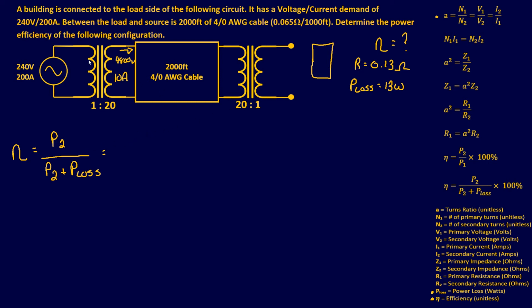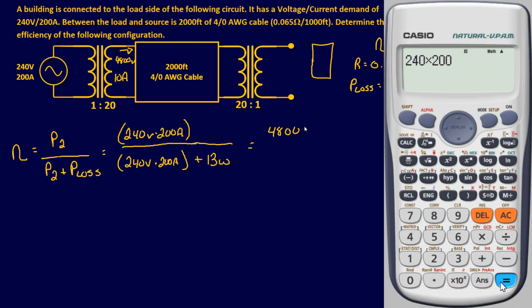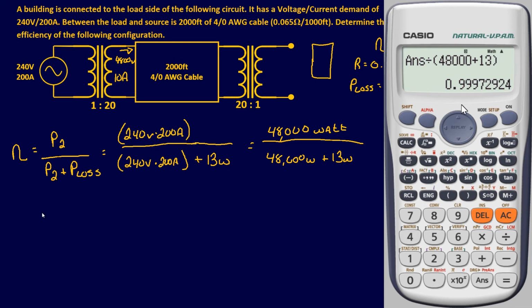So P2 is 240 volts times 200 amps. And then we'll do the same thing down here, in parentheses: 240 volts times 200 amps, plus your power loss, which we determined was 13 watts. 240 volts times 200 amps is going to give us an answer of 48,000 watts, and that's going to be over 48,000 watts plus 13 watts. That's an easy plug and chug in the calculator.